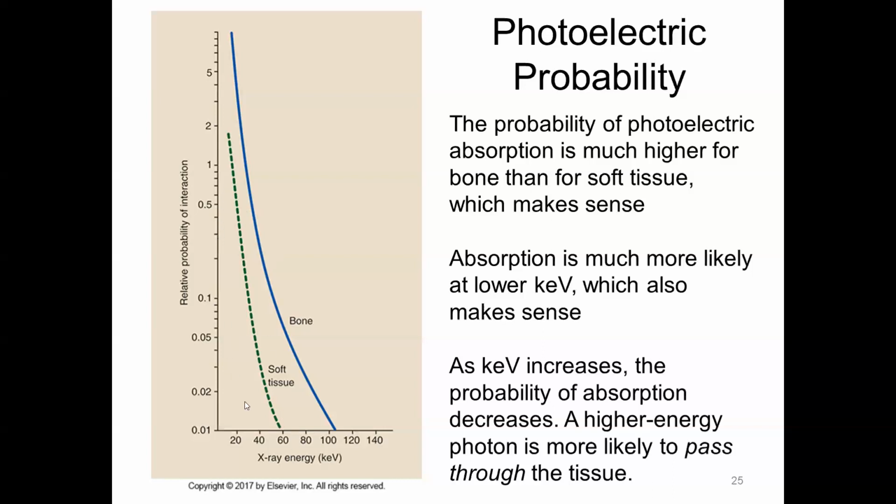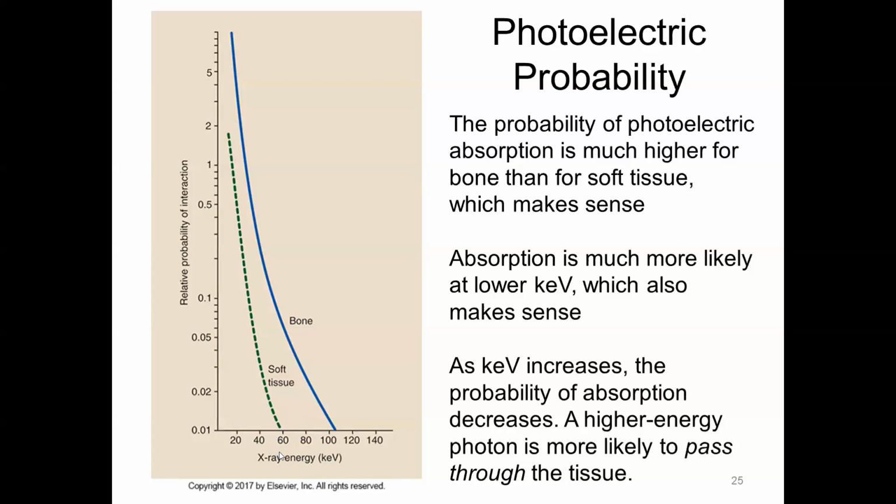Still looking at the soft tissue line. Look how close to zero my probability of photoelectric absorption is at this energy level. So if I keep cranking it up to 80, soft tissue is not going to absorb anything. It's just going to transmit. This is kind of where we are for soft tissue of a hand, by the way. Okay, so that's the soft tissue graph.